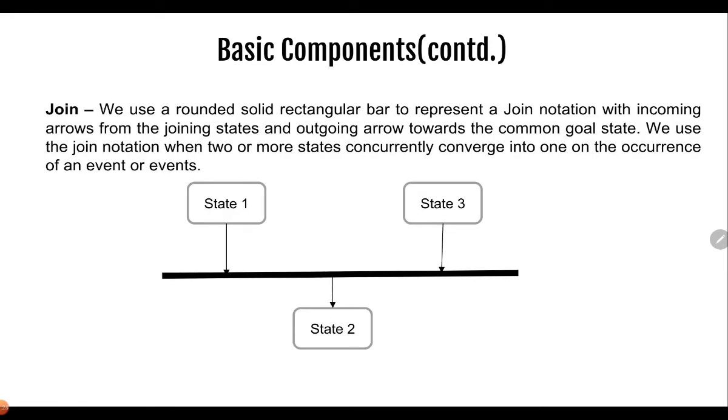Next we have join. So join is the opposite of fork, or a reverse diagram of fork, where we have multiple different states coming to a particular bar as an input, after which they are joined or merged to form a final state. So we use a join notation when two or more states concurrently converge into one on the occurrence of an event or events.